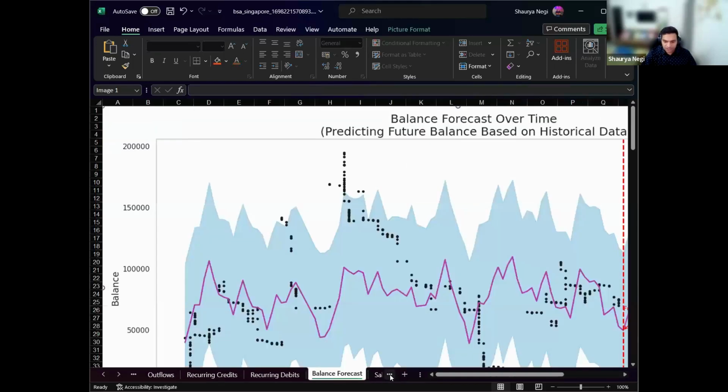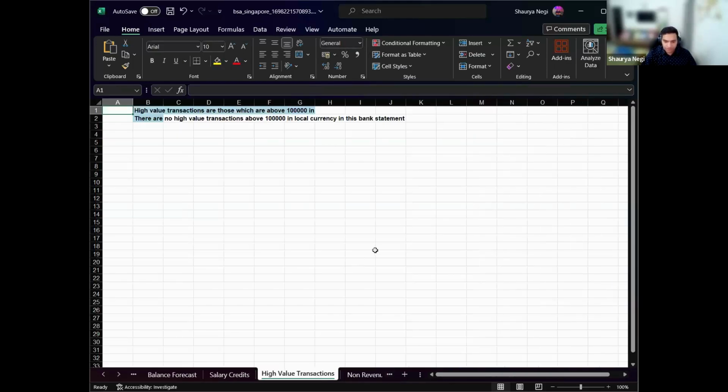We talk about the next sheet now, which is the high value transactions. High value transactions basically gives any transactions which are over 100,000 in local currency, and they will be displayed in this particular sheet. Since we are talking about Singapore, this will be 100,000 Singaporean dollars. This particular statement did not have any transaction over 100,000 Singaporean dollars.